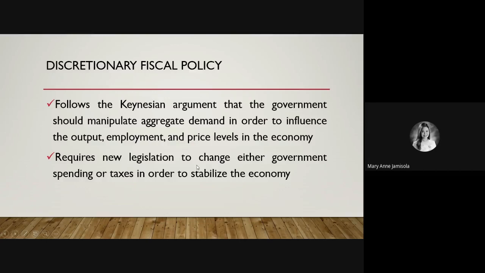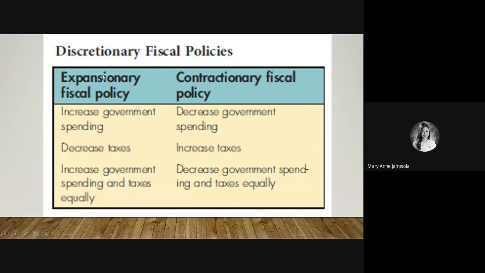So, here are two classes of discretionary fiscal policies. We have the expansionary and contractionary fiscal policy. From the word itself, expansionary, under this fiscal policy, the government is to increase its spending. While for contractionary, if this is the discretionary fiscal policy that would be adopted by the government, then it follows that the government has to decrease its spending. And then for expansionary fiscal policy, the government has to decrease taxes, and for contractionary, it has to increase taxes.